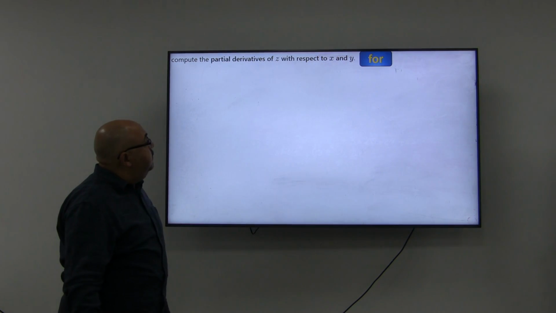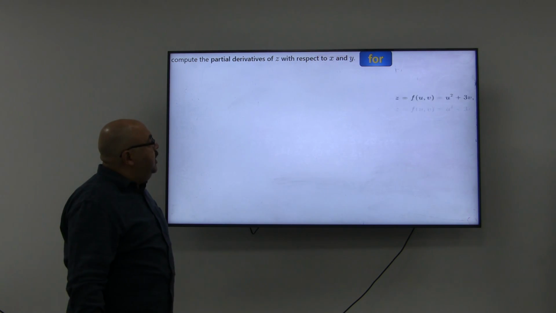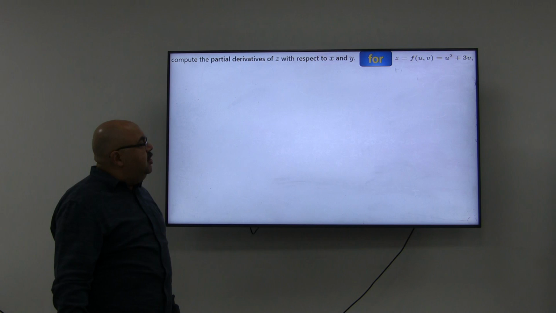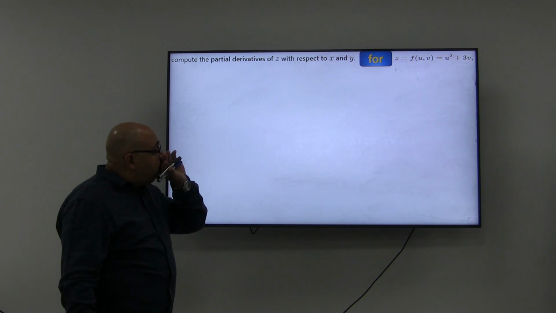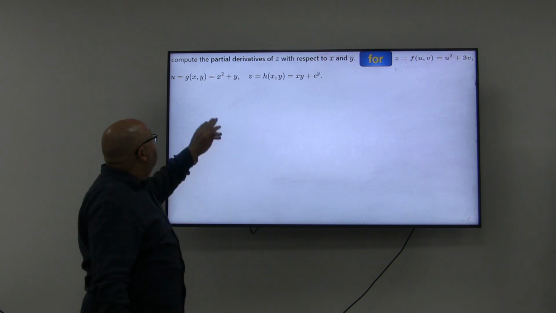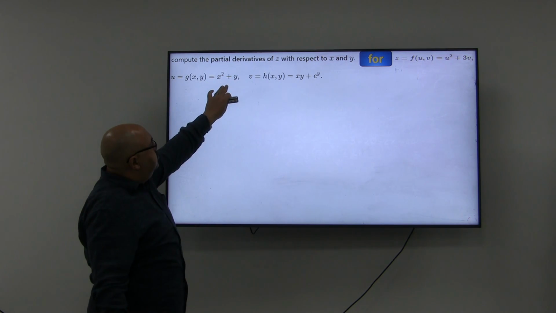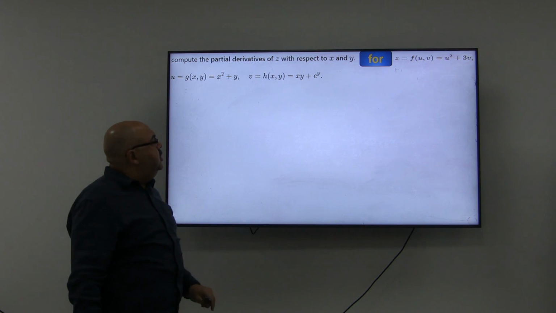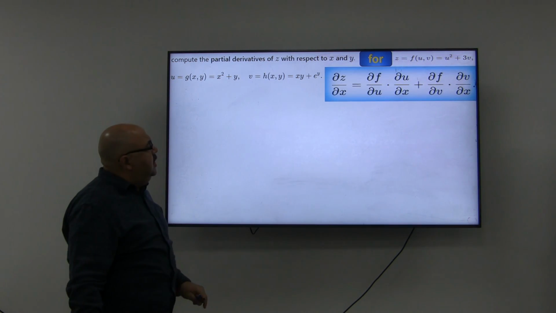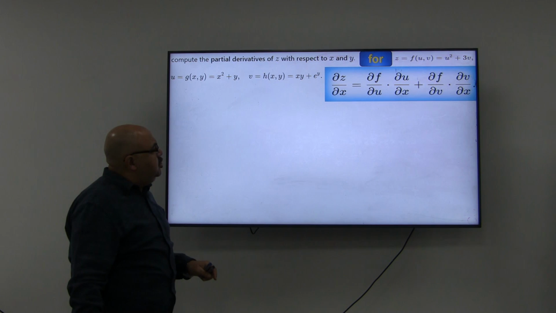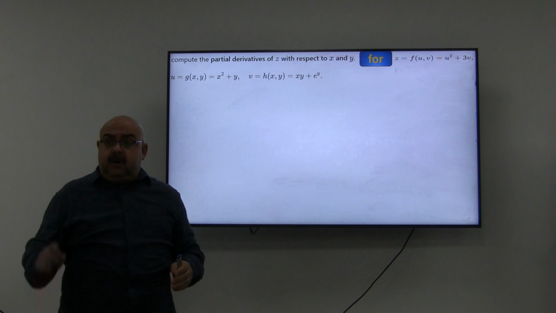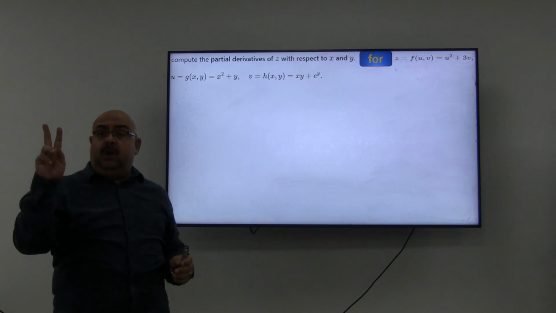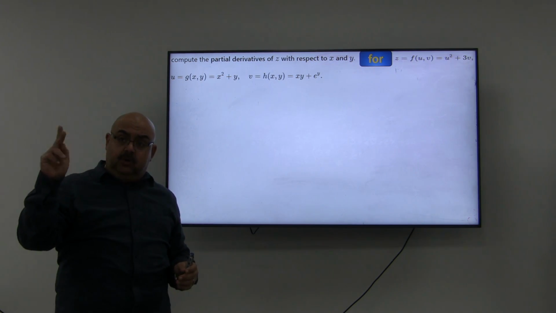Also, for this problem, he wants you to find the partial derivatives of z with respect to x and y, while he is giving you z, which is a function of u squared plus 3v, while u is a function of x squared plus y, and v is a function of xy plus e to the y. He wants you to find partial z partial x. I can do it directly, once more. As you remark, the main function is a function of how many variables? Two variables, which are u and v.